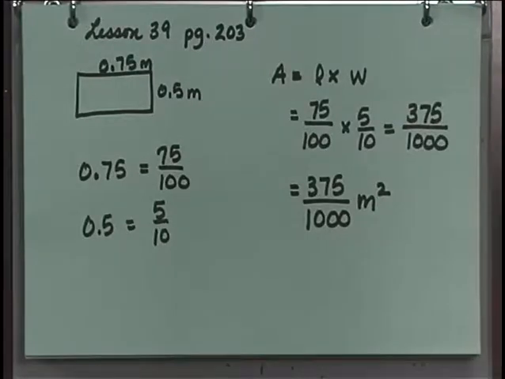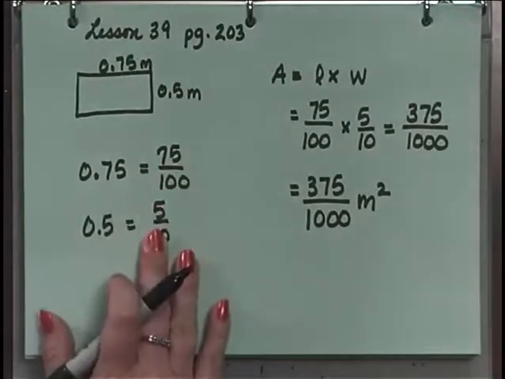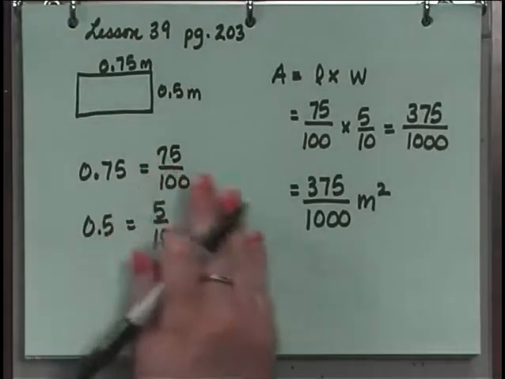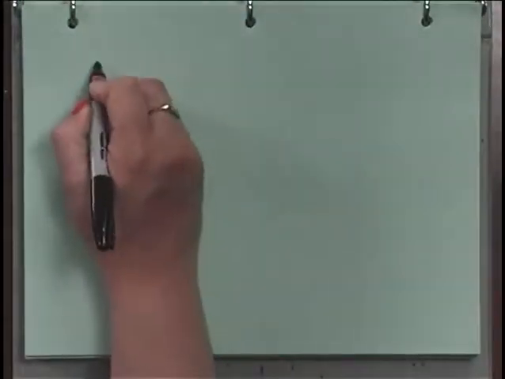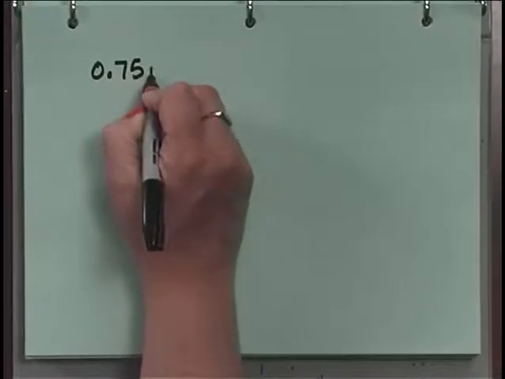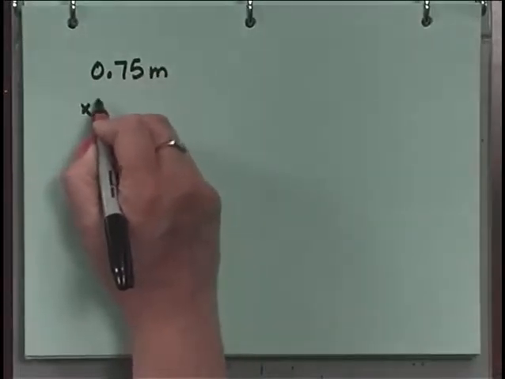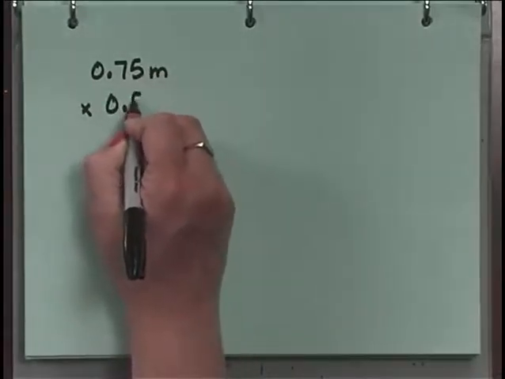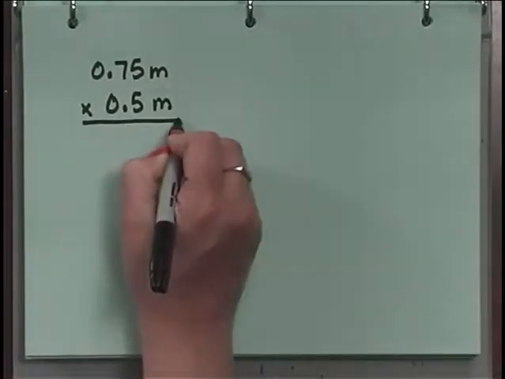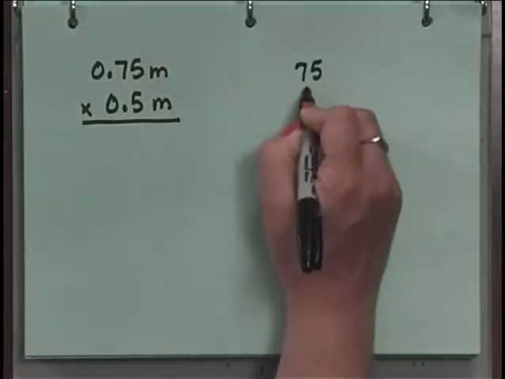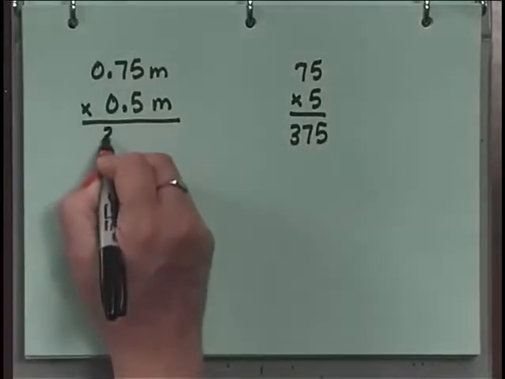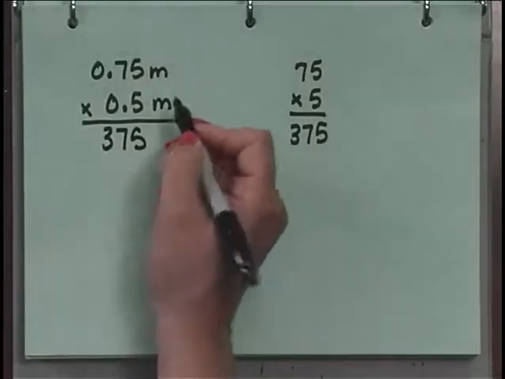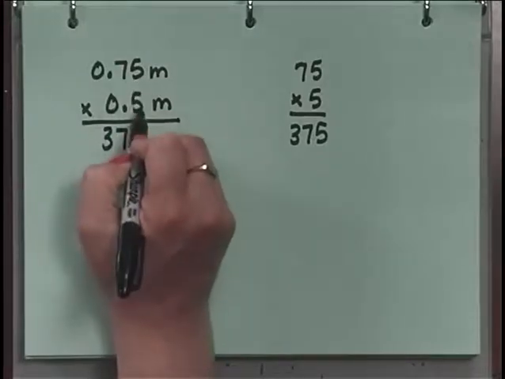But let's say that we did not want to convert these to fractions before we multiplied, that we wanted to multiply them as decimal numbers. Well, this is what we would do. If I took 7/500 of a meter and multiplied that by 5/10 of a meter, I could just take 75 times 5, which is 375, and then I could consider the number of place values in each one of these.